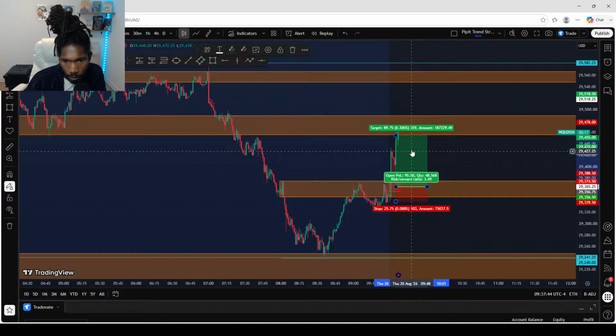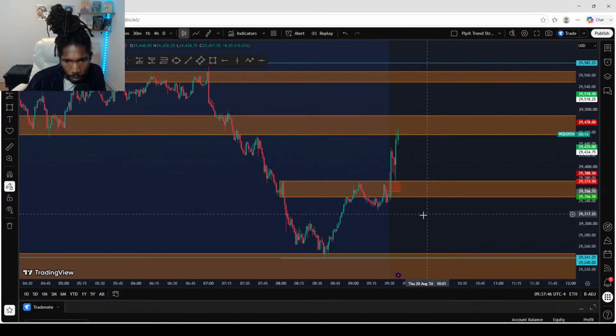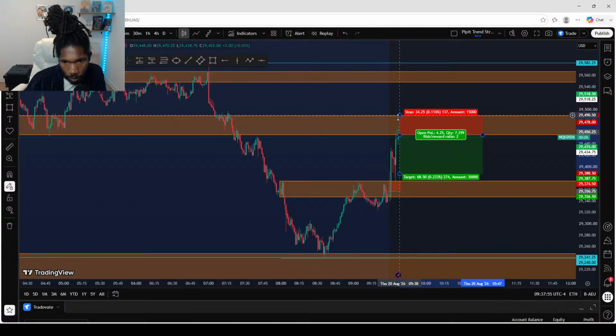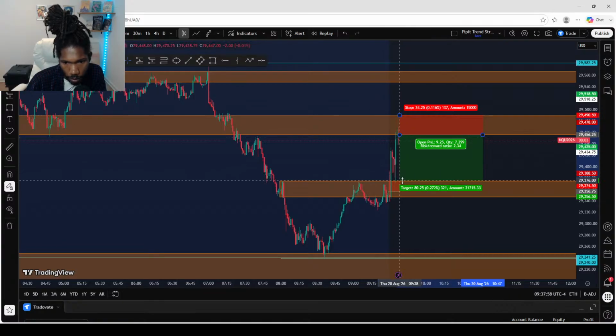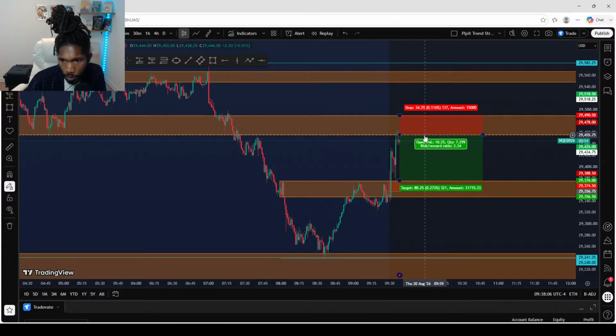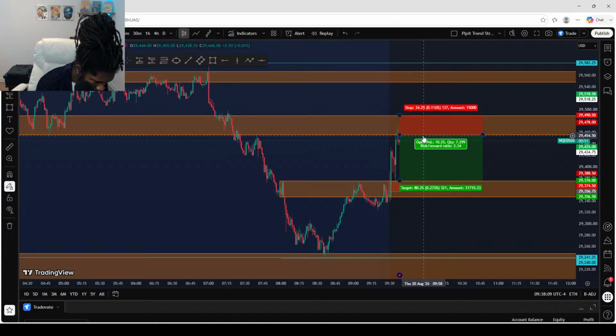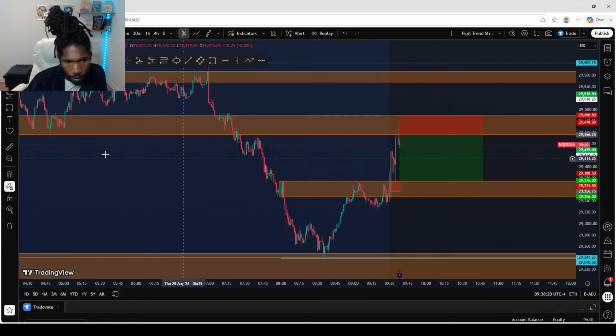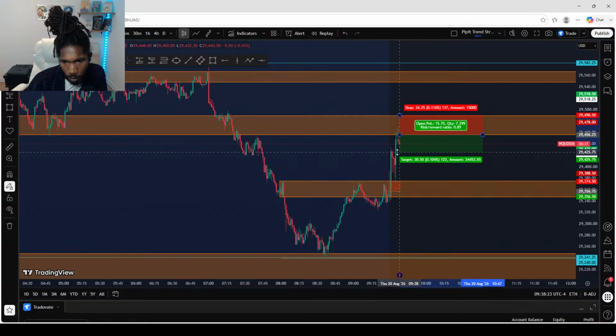Alright, so since this one is invalidated, we didn't get that full pullback. Let's see, can we find a short off of this zone? 137 to take it back, which is a 2 to 1. The price is 455.75. We kind of missed it already. Damn. 137, because let's see. 137.